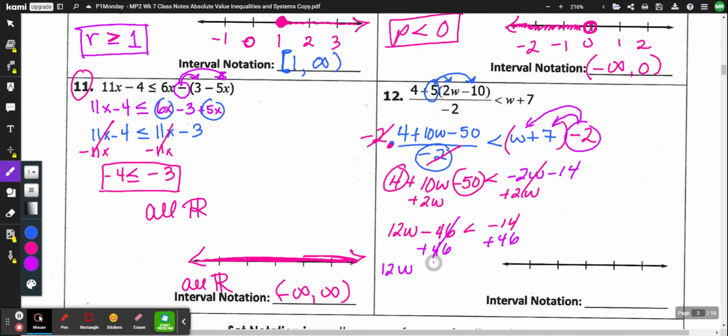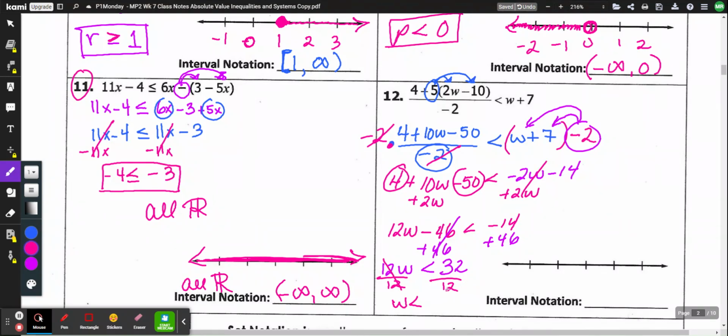And I have 12w is less than negative 14 plus 46 is negative 17. And you can't see on the screen, but I am using a calculator to do these, okay? So if you need to use a calculator for some of these adding and subtracting, it's okay. That's going to be 32, actually. Then, last step, divide by 12. Those cancel, and w is less than 32 divided by 12, which is 2.6.